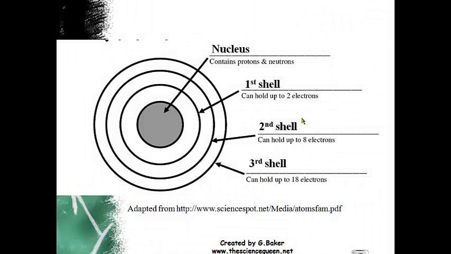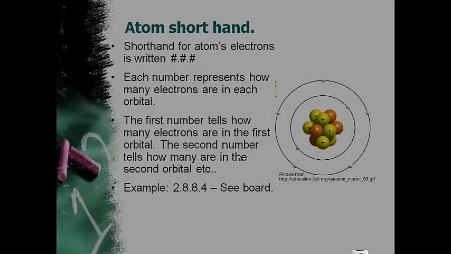So here's the rules for electrons. The nucleus is in the center. The first shell going around an atom can hold up to 2 electrons. The second shell going around can hold up to 8 electrons. And the third shell can hold up to 18 electrons. So each shell has a certain number of electrons that it can hold.